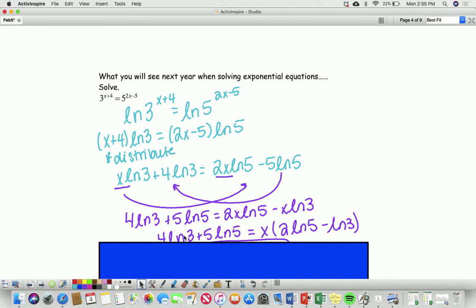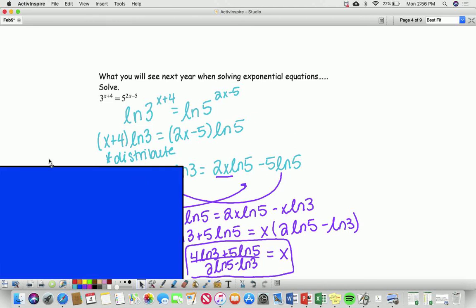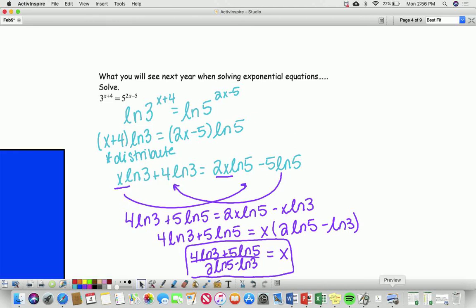I can't do anything here because they're different natural logs, 3 and 5. And then I have my x, 2 ln 5 minus ln 3. I pulled out the x from here, so I was left with 2. Pulled the x out from here, so I was just left with 1. So then to get x alone, all you have to do is divide by this whole thing. Boom. That was a lot. That's what you're going to see next year when you're solving exponential equations. But you just need to see that it's similar to a regular equation, that ln, like I said before, is just kind of glued on there.